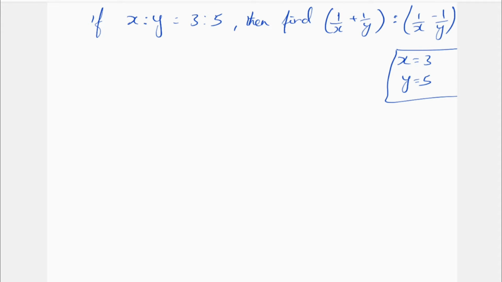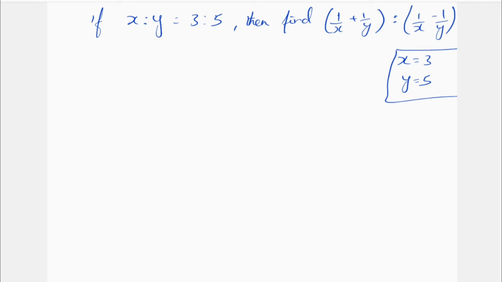x is to y equal to 3 is to 5, meaning x equals 3 and y equal to 5. This is in the simplest form of this ratio, meaning that it can also be some other ratio which, when simplified, gets to the form of 3 is to 5. You can also take x equal to 3a and y equal to 5a, but then also if you try and solve, you will get the same answer. So better x equal to 3 and y equal to 5. Let's take this and proceed.